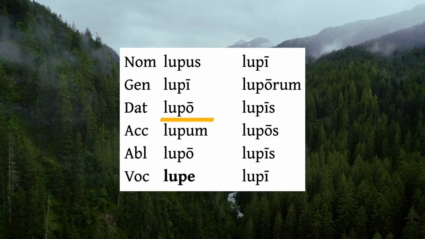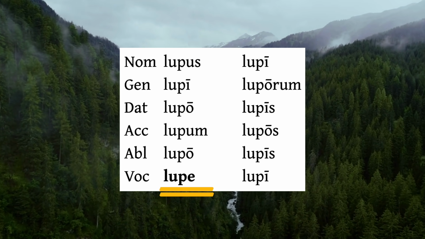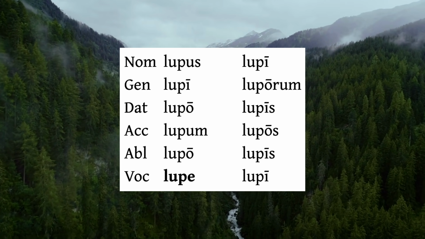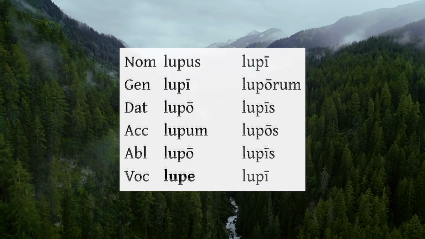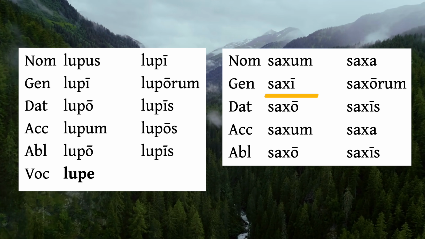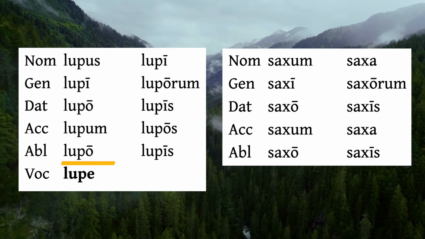Lupus, lupi, lupo, lupum, lupo, lupe. Whoa. That's pretty shocking. So it'll stand out, as it should. Alternatively, we could also leave the vocative out, wherever it's identical to the nominative, as our default mode. So here's saxum, saxi, saxo, saxum, saxo, and then lupus, lupi, lupo, lupum, lupo, lupe.